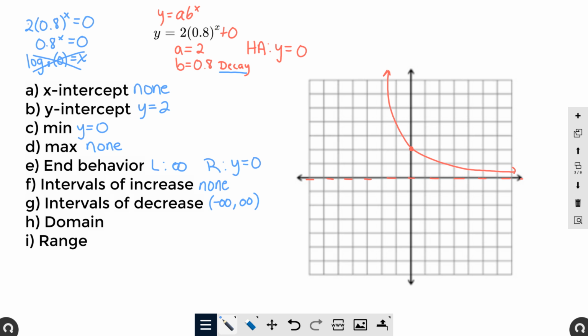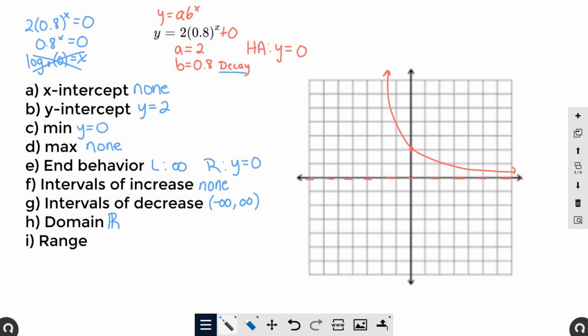Now, domain is how far the graph goes left and right. This is all real numbers. We can put the funny looking r here because this doesn't include imaginary numbers, whereas your intervals of decrease, you can kind of think about it as including all of those values. So for domain and range, you can use the funny looking r, but that's the only time.